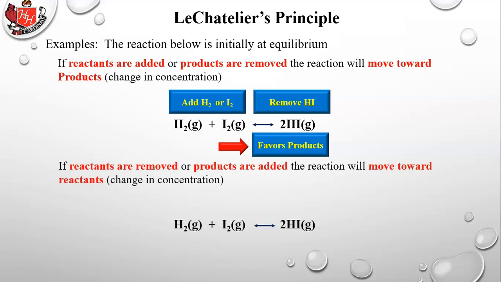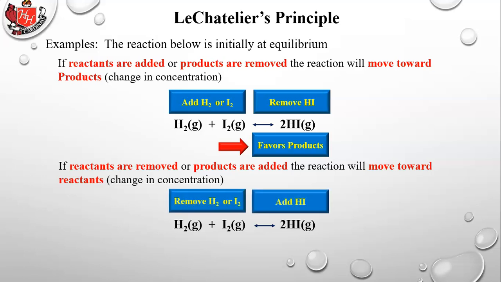So if reactants are removed or products are added, the reaction will move towards the reactants. It will move backwards. So we remove some H2 or I2. You don't have to remove them both. You just remove one or the other or both. Or you add HI. Now all of a sudden the room on the right side is more crowded. The room on the left side is less crowded.